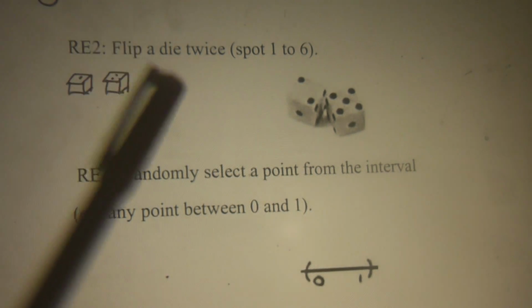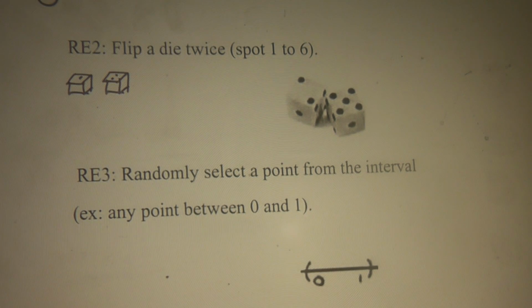Actually, when we roll a die twice, how many possible outcomes are we going to see? Well, there will be 36 possible outcomes. Now let's look at random experiment 3.